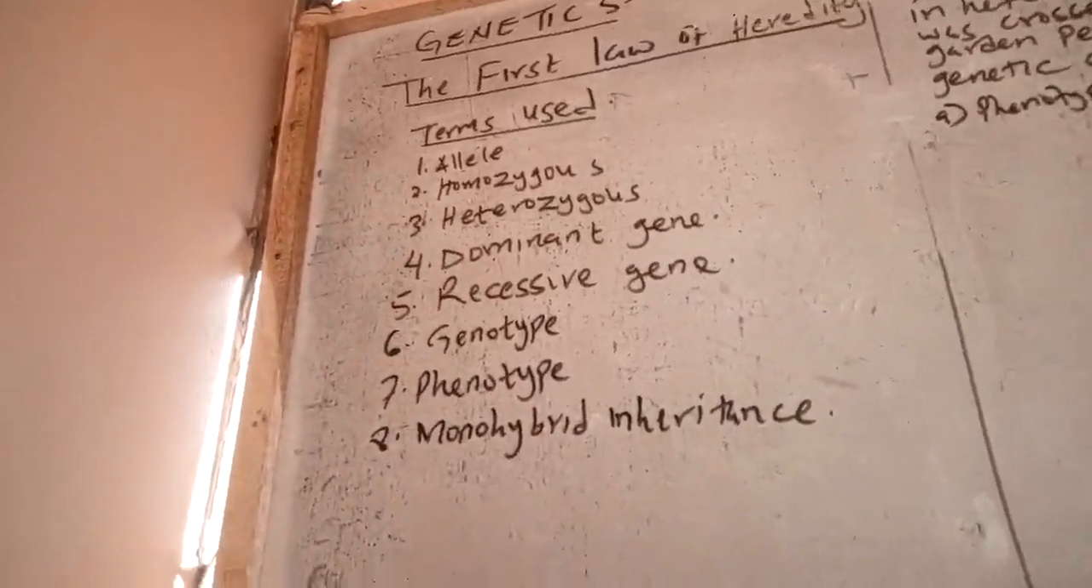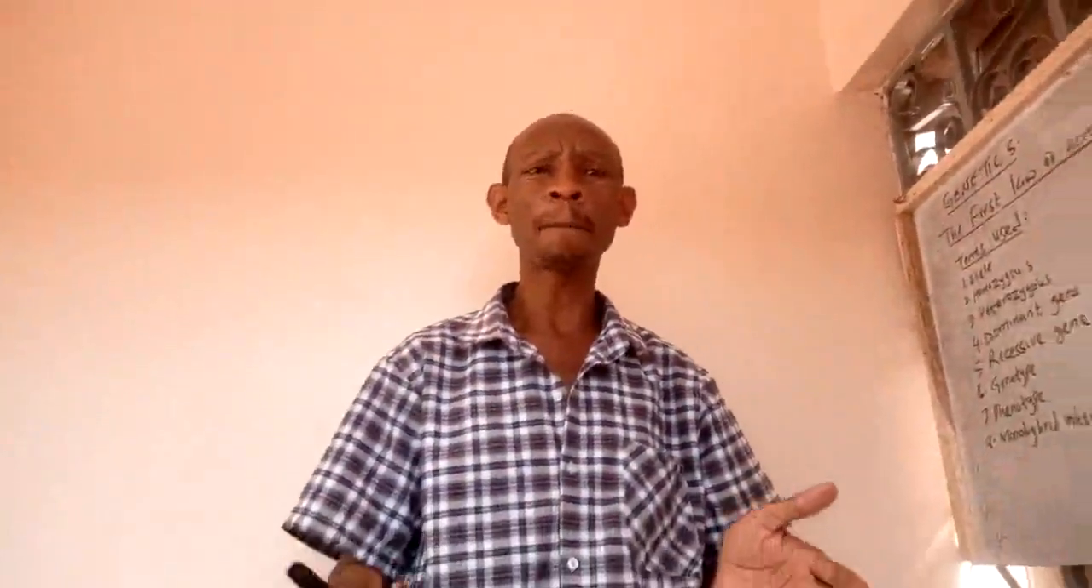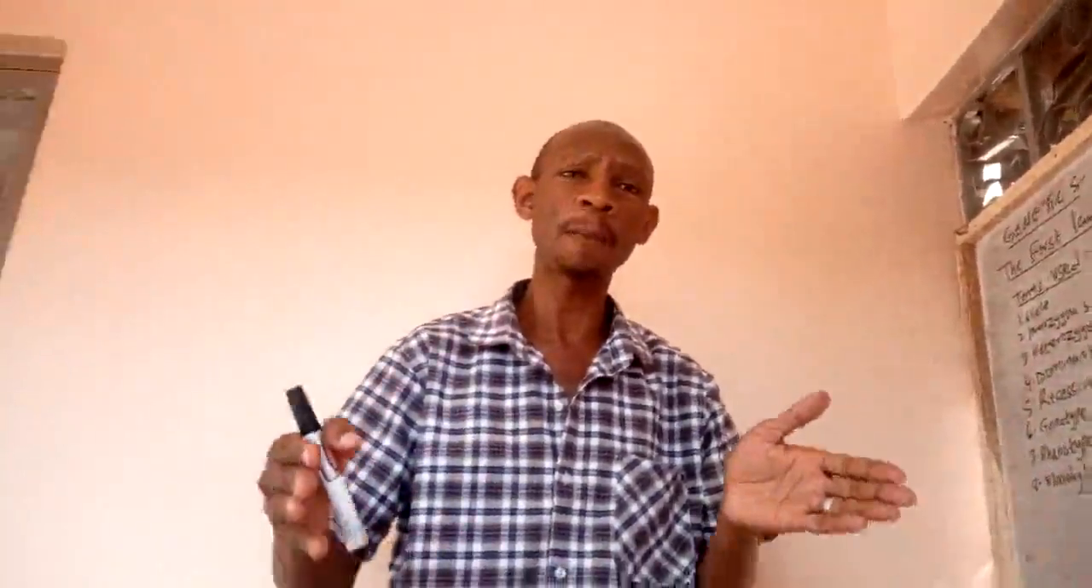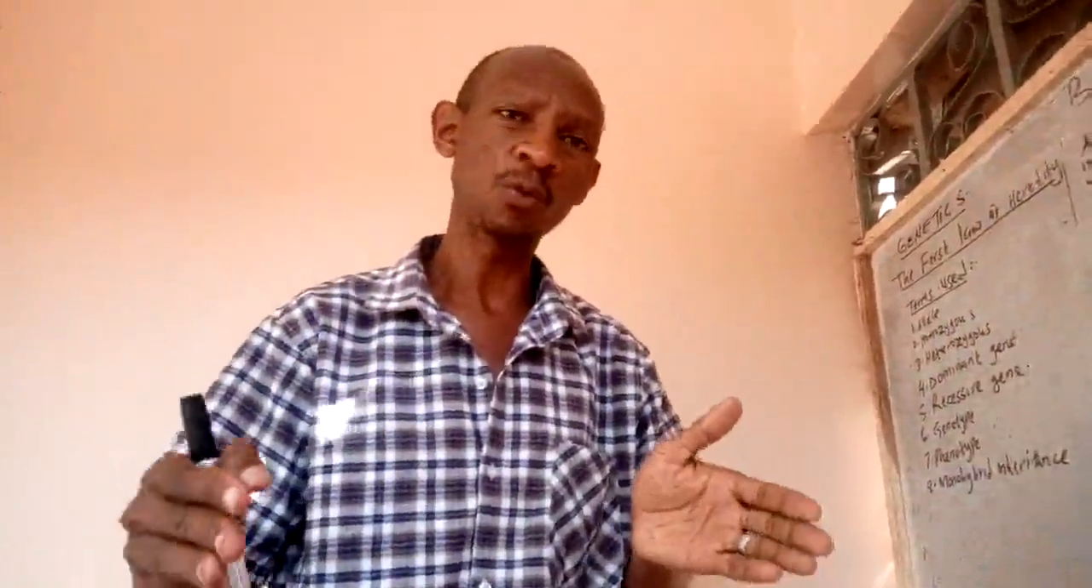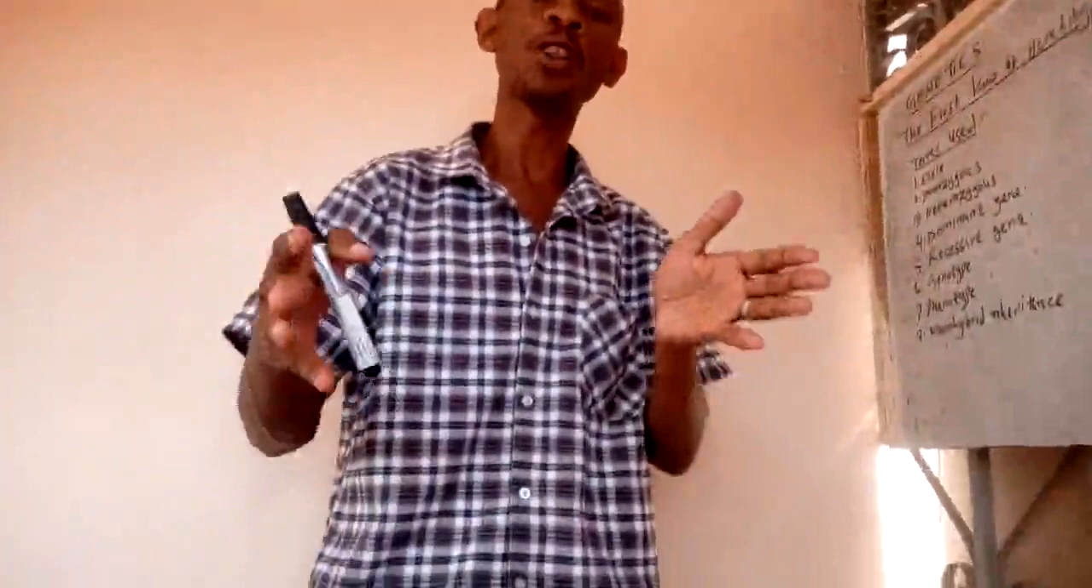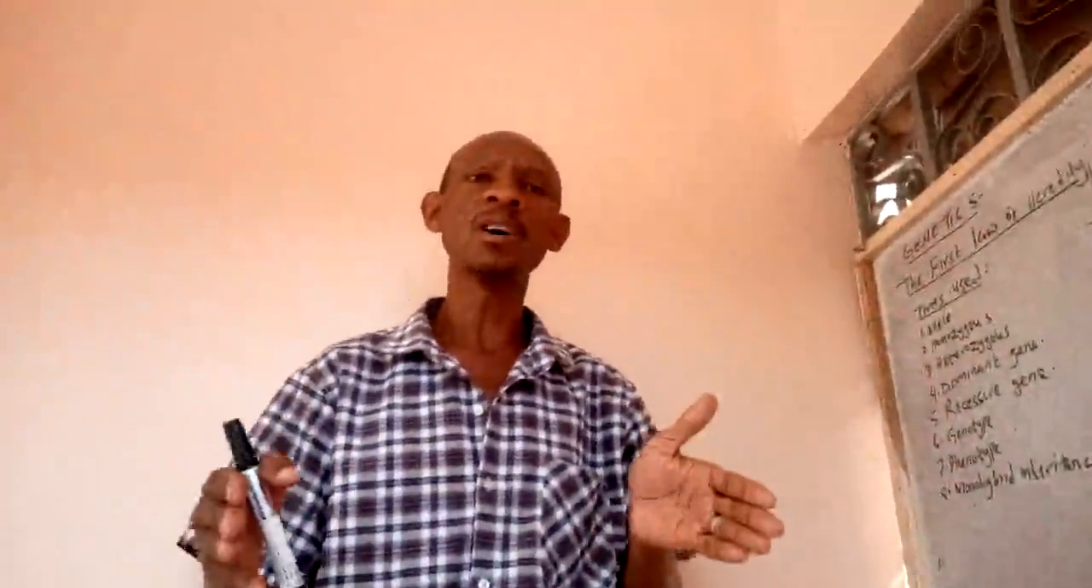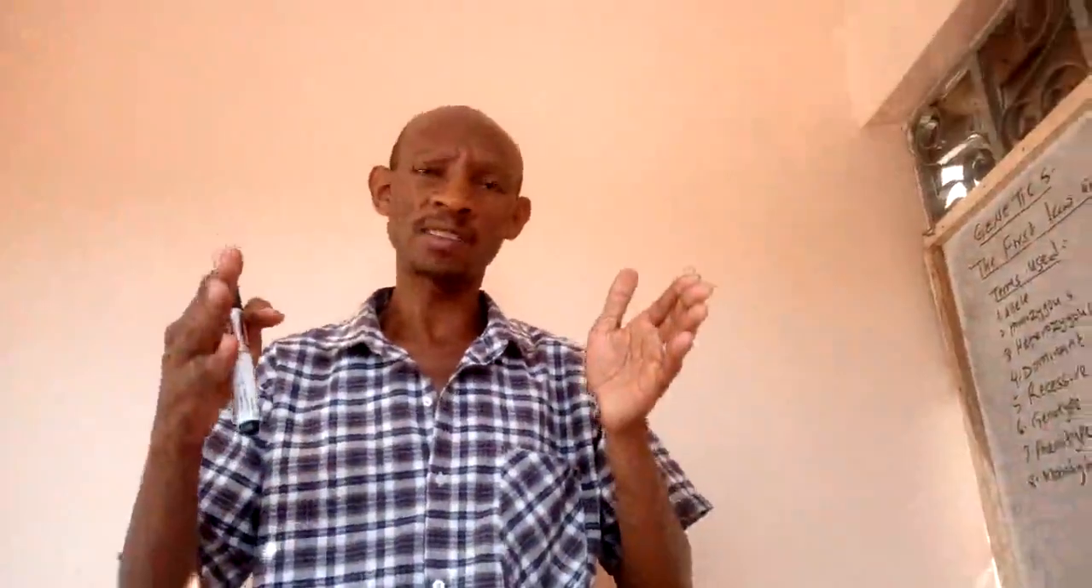And I'm going to start with the first one, and that is allele. An allele refers to a pair of genes. This is a pair of genes which are located on the chromosome, and therefore a pair of genes is what we refer to as an allele.